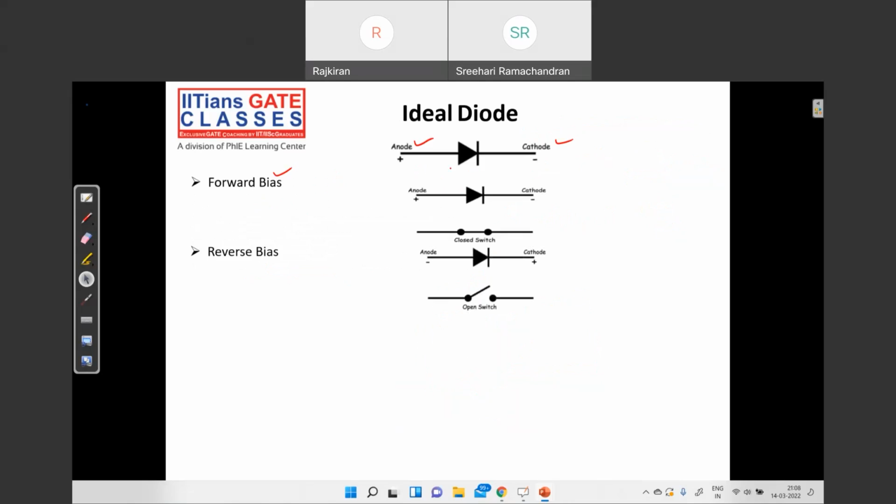In forward bias, the current through the device should be greater than 0. When the current is greater than 0, the voltage across the diode will be equal to 0. This is the condition of forward bias. Since VD is equal to 0, it behaves like a short circuit.